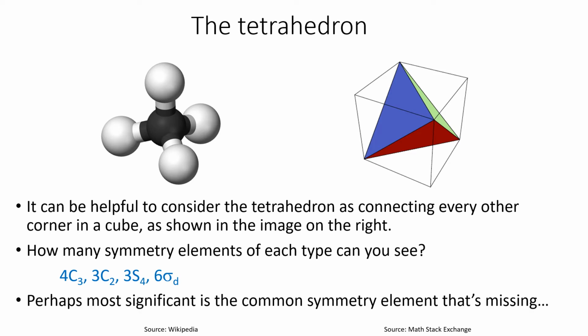But what I think is most interesting about the symmetry elements of the tetrahedron is the symmetry element that's not there. A very common symmetry element, amazingly, is absent from this highly symmetrical shape. I wonder if you've realised what that is yet. It's the centre of inversion symmetry. There's no centre of inversion on a tetrahedron, quite remarkably. We'll find it on all the other Platonic solids.